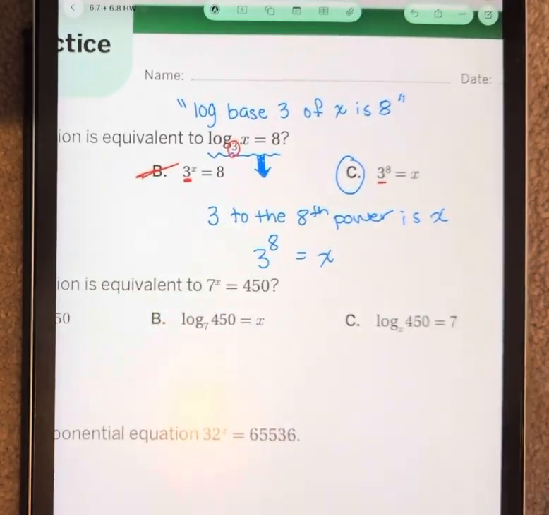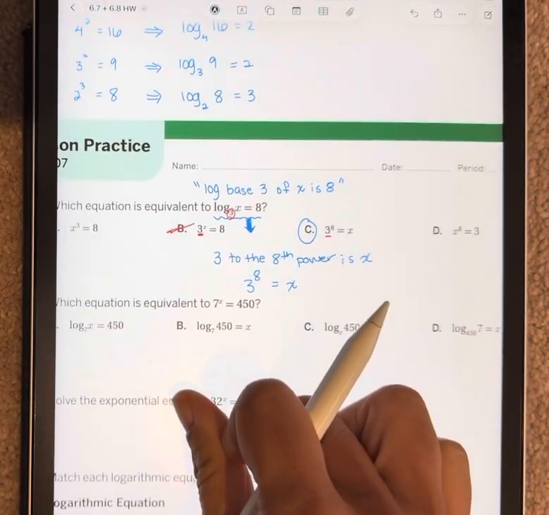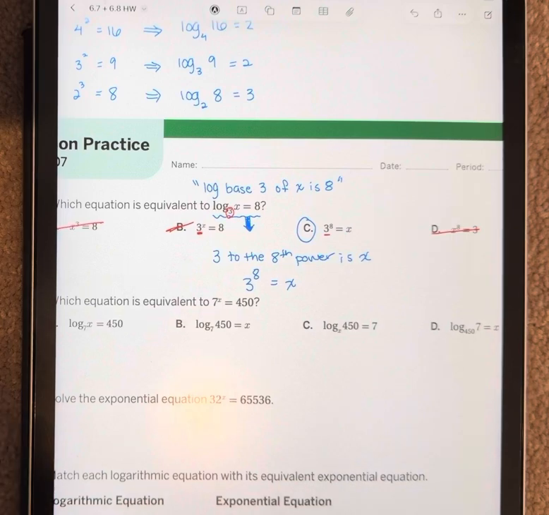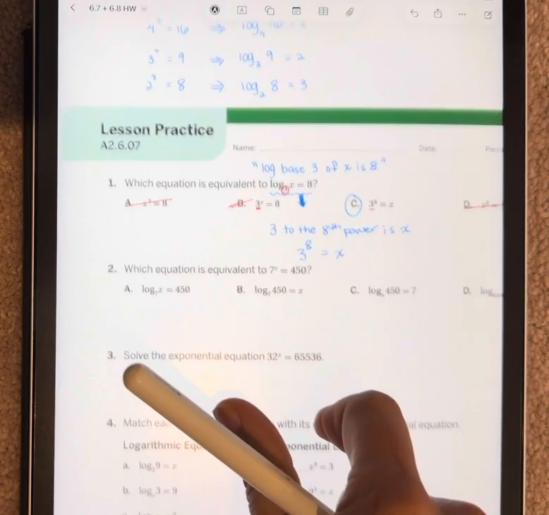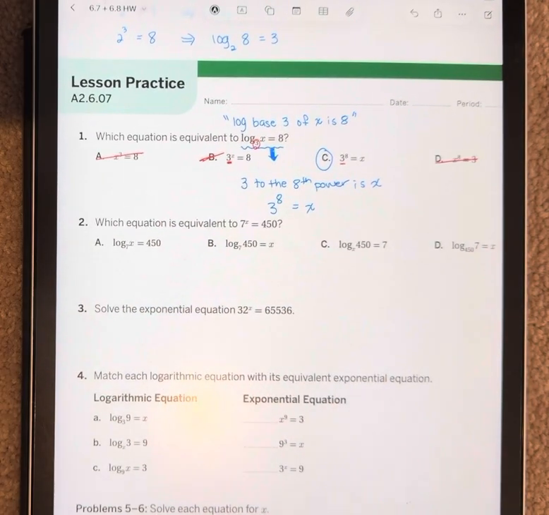So these are little ways, if you're still a little bit iffy with logs because they're so new, to look back and do a quick check and see if you feel good about the choice you made. Those are my little hints to give yourself that confidence that you are correct. Okay, let's keep going.